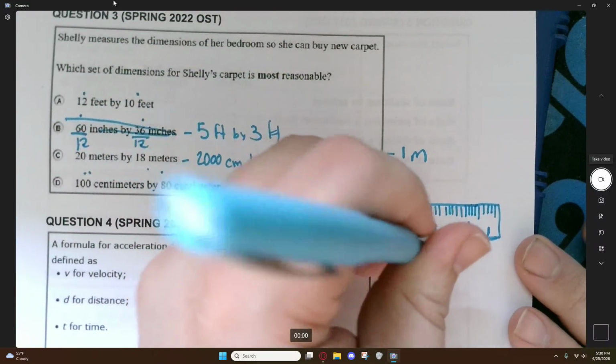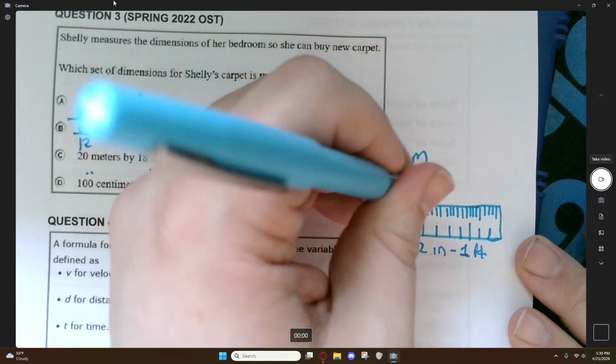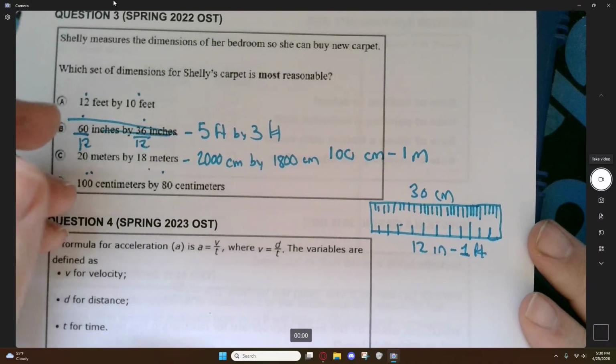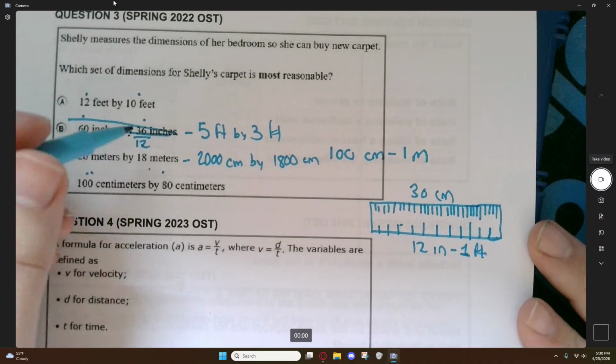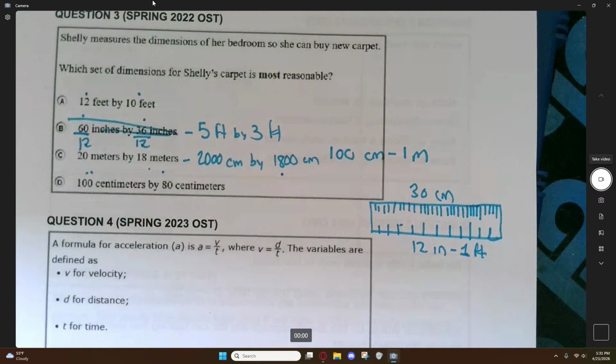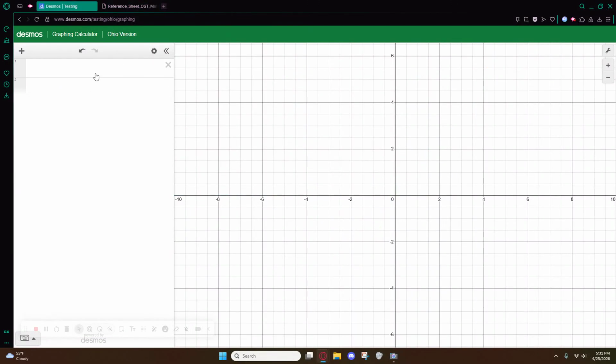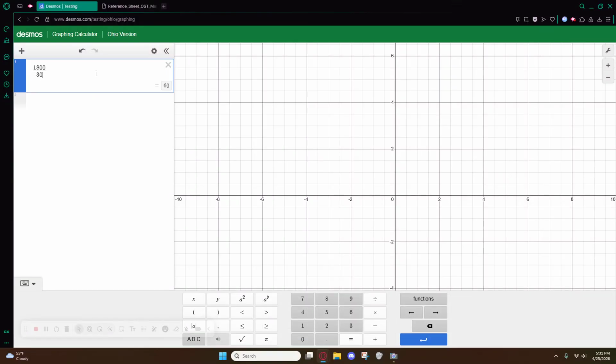And for every 12 inches, which is, as we just established, the same as 1 foot, there are 30 centimeters on a ruler. Okay? So if you divide 1,800 by 30, let's even put it in Desmos so we can be sure. If you divide 1,800 by 30, you would get 60. If you divided 2,000 by 30, you would get 66.667. Yeah, 67.